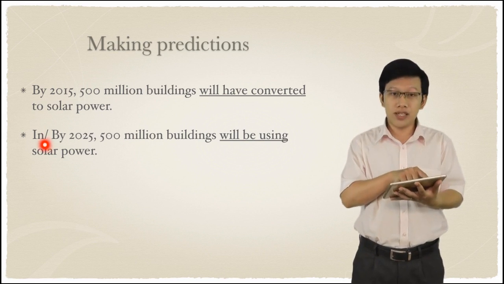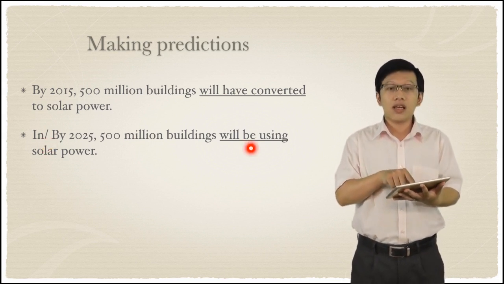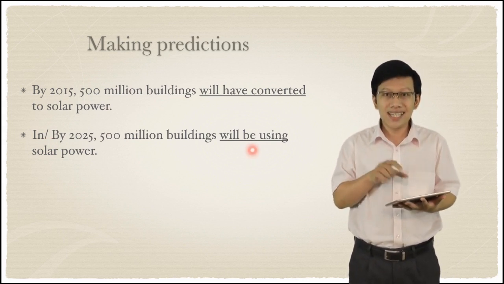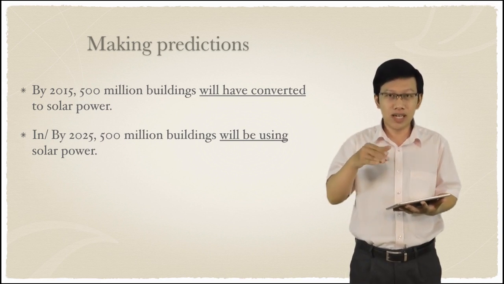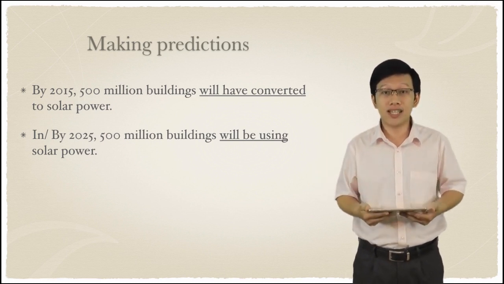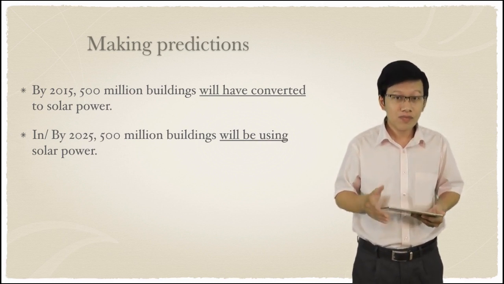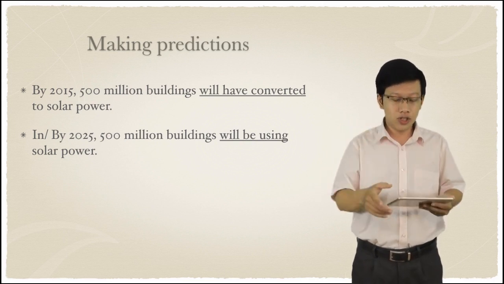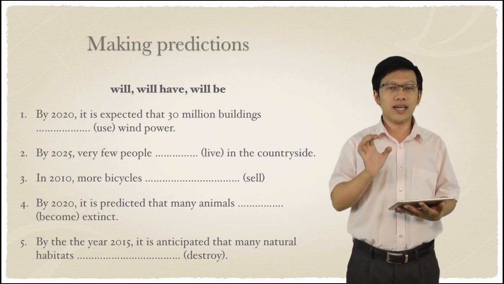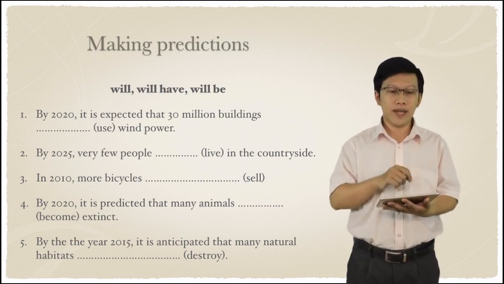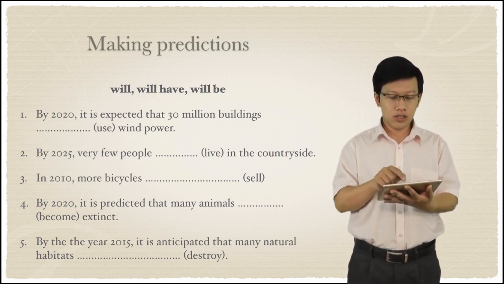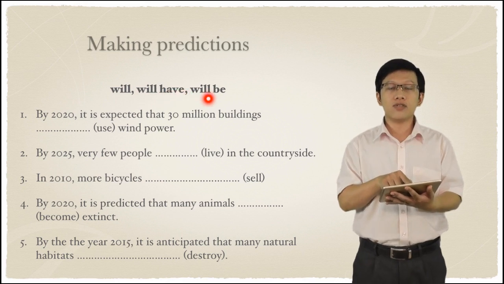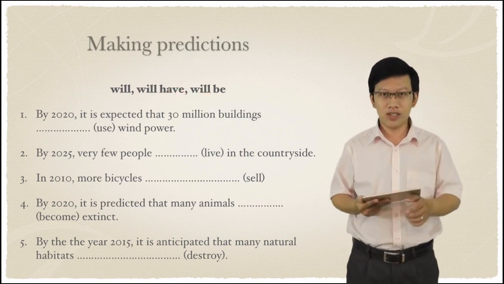Or you may want to use a preposition in or by, and you can use like 500 million buildings will be using solar power. That means they will be using in 2015, they will be using, and maybe in the future they will continue to be using that. Okay. So by and in, and the future perfect and the future continuous. Now we are going to apply will have, and will be. I want you to use these words. Very simple. Will have, and will be, to fill in the blanks, to make predictions. Go.